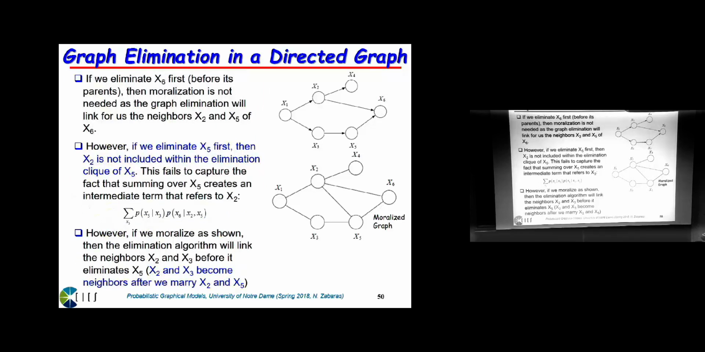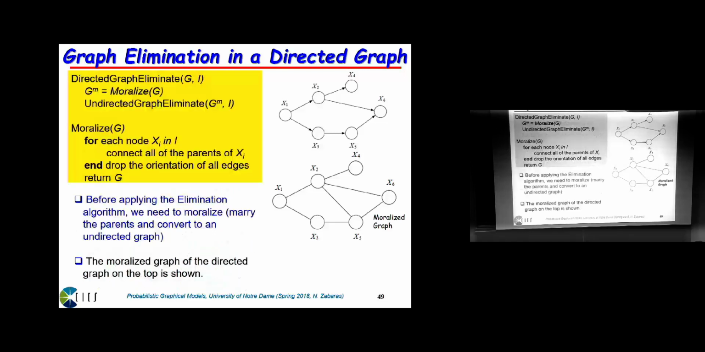If you eliminate X6 first, as I was asking initially, obviously you're not going to have a problem with the algorithm, but if you want to eliminate X5 first, that's when the problem appears. So here is the algorithm. You need to moralize the graph and then apply this undirected graph eliminate algorithm. So moralize it, transform it to an undirected graph, and apply this algorithm that is fully graph theoretic.